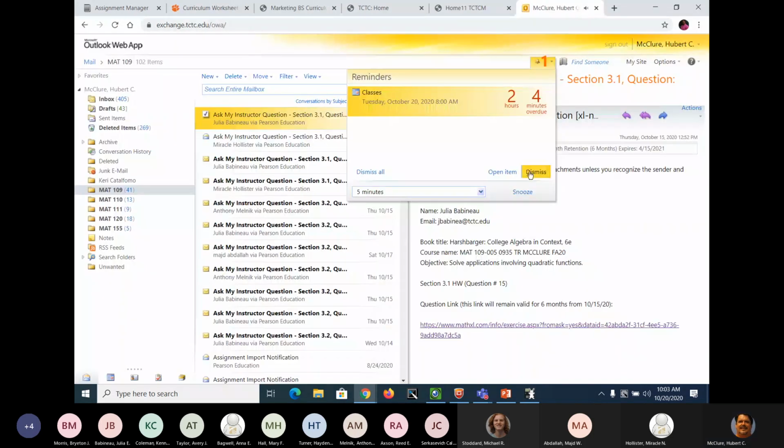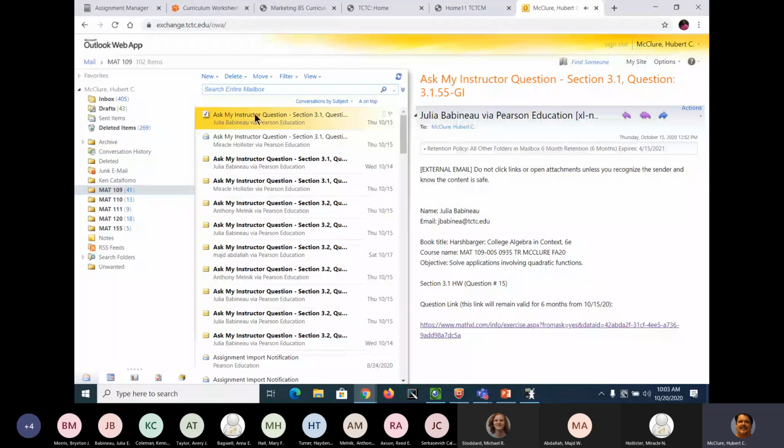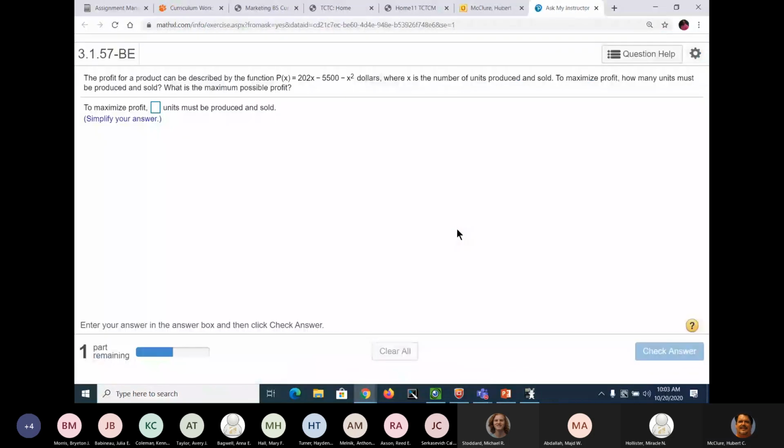Next, this is 3.157/16. First of all, is it a test question? Oh, yeah. Anything having to do with product, anything having to do with economics, anything having to do with reading a graph, yes. The profit or product can be blah, blah, blah. P of X is equal to this. So the first thing I'm going to do is graph that.